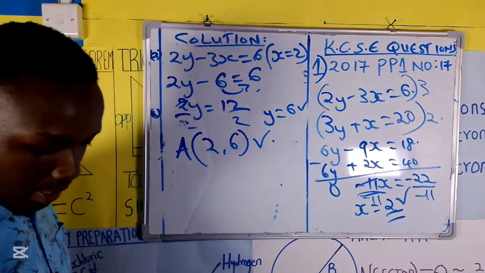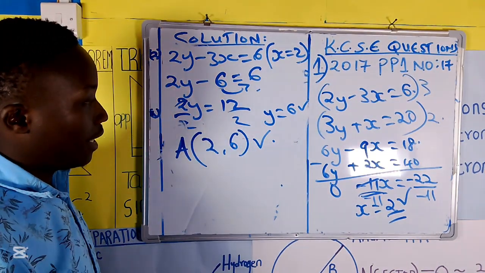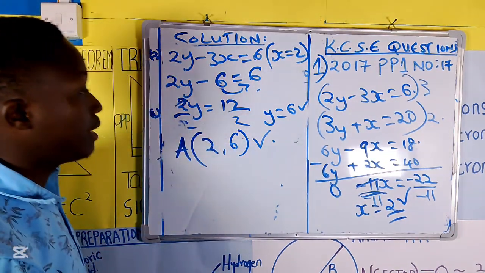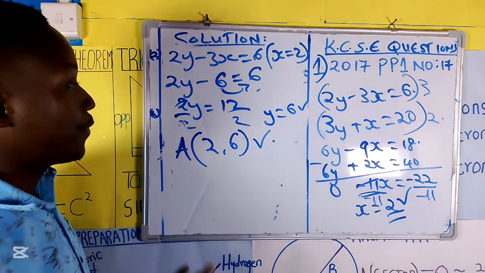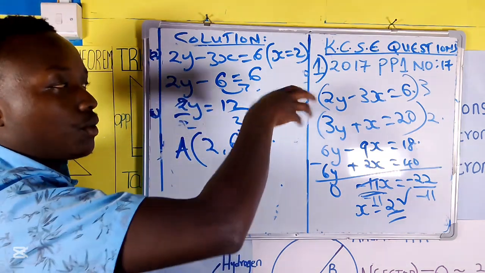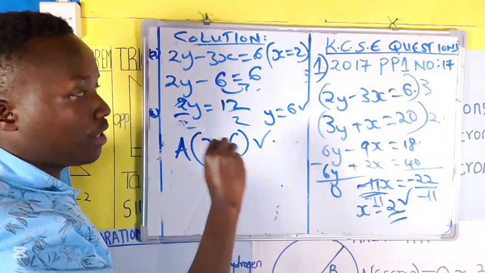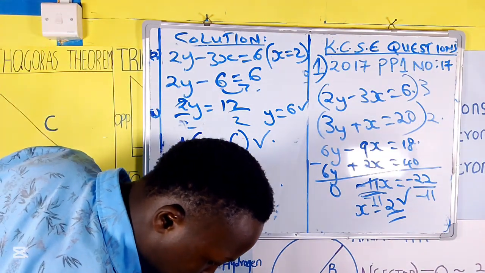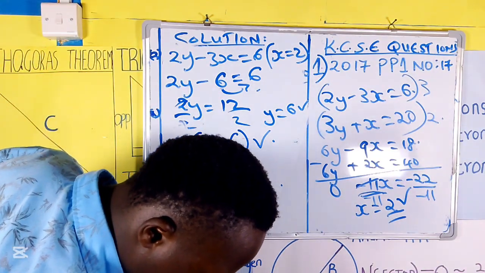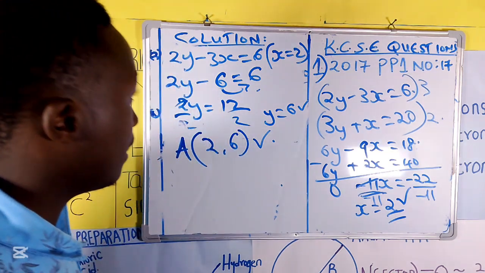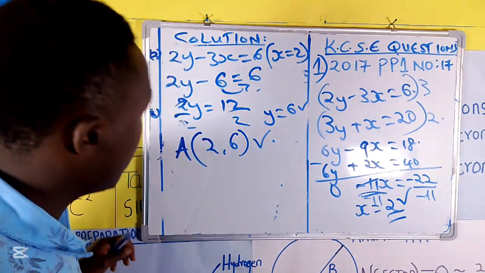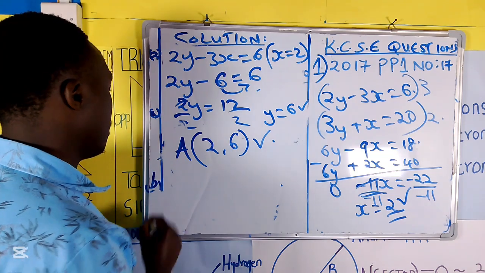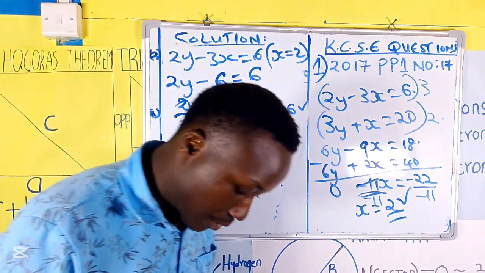We are done. That is how we determine the point of intersection between two lines. How do we determine the point of intersection between two lines? We solve the linear equations of the two lines, and the values of x and y give the point of intersection. So by having that, we can now proceed to the next question, that is B, and we are going to do it.